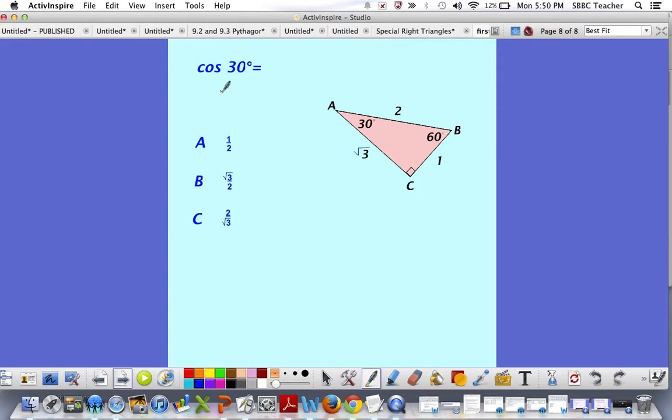Now we're looking at the cosine of 30. Well, remember, cosine is adjacent over hypotenuse. So for 30 degrees, radical 3 is adjacent over the hypotenuse, which is 2. So radical 3 over 2.